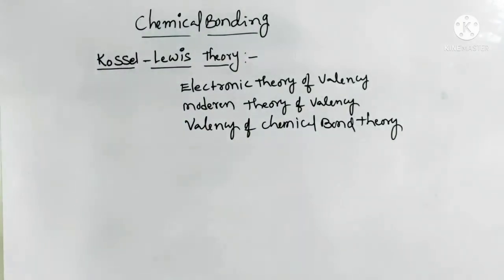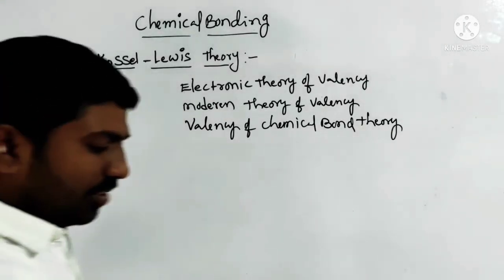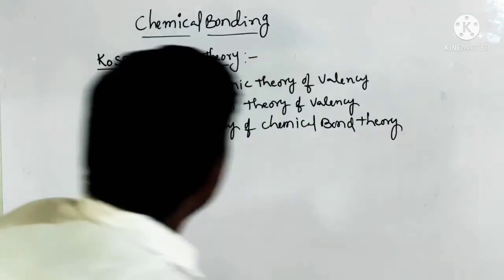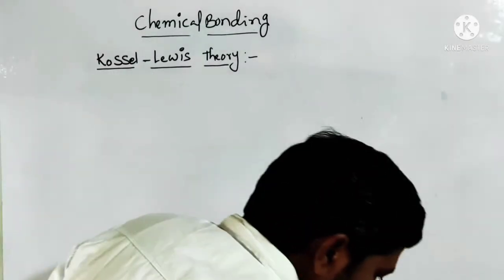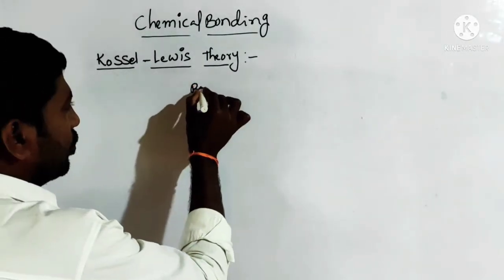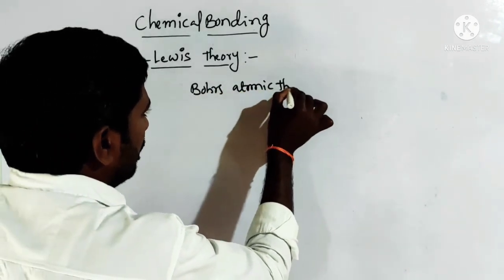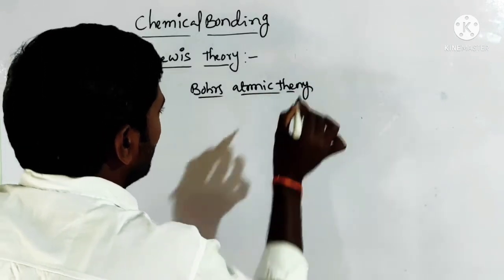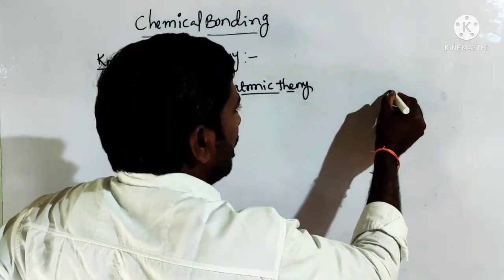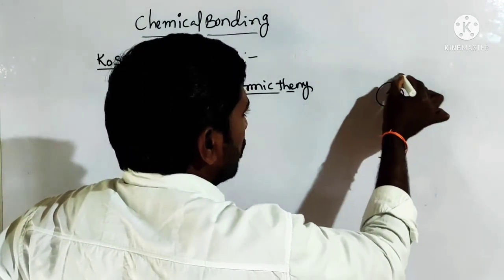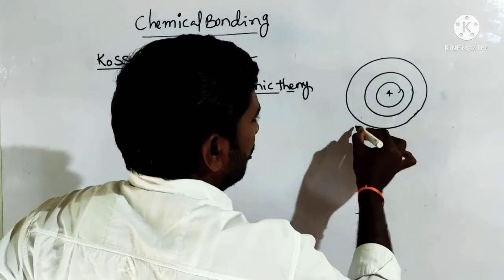Here, what are the main points they said in this theory? On the basis of Bohr's atomic theory, which we already know, electrons revolve around the nucleus in particular shells. We know that very well.